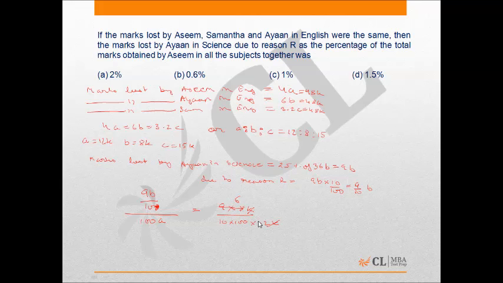It will get cancelled 6 times. This will get cancelled. So this is 6 by 1000 or 0.6%. Hence the answer is option B.